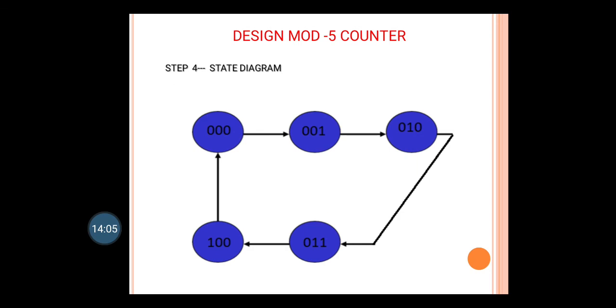Then the state diagram. Only 5 clock pulses are needed. So 0 0 0, 0 0 1, 0 1 0, 0 1 1, and 1 0 0, and then again it will move to the initial state, that is 0 0 0.